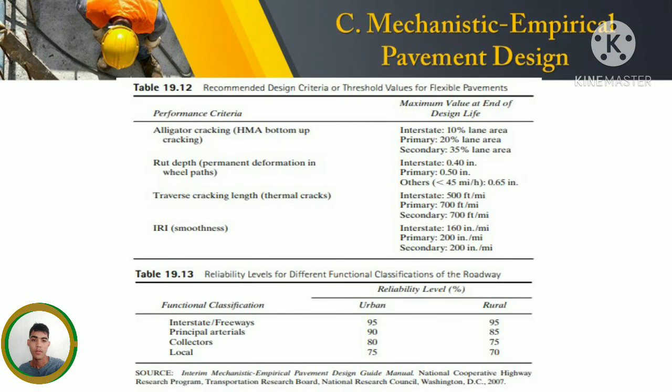For computing the mechanistic empirical pavement design, we have some tables as well. Table 19.12 is for the recommended design criteria or threshold values for flexible pavement, and table 19.13 is the reliability level for different functional classifications of the roadway. Just be guided accordingly with these tables.